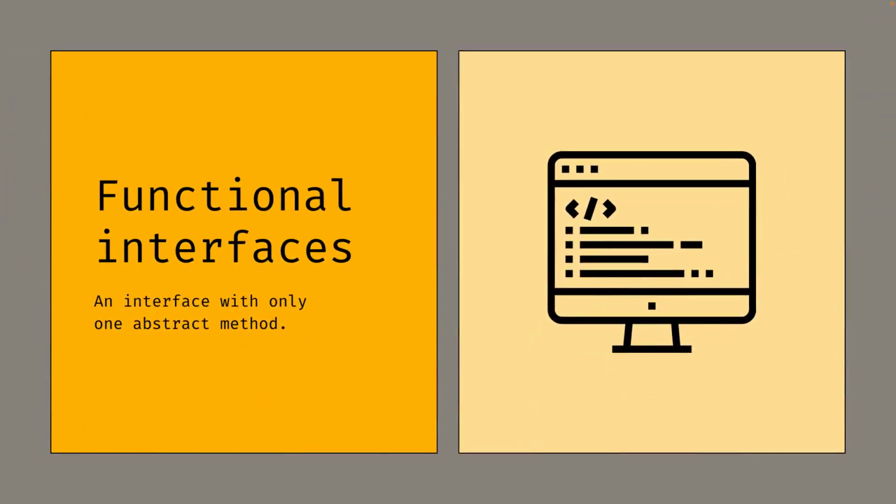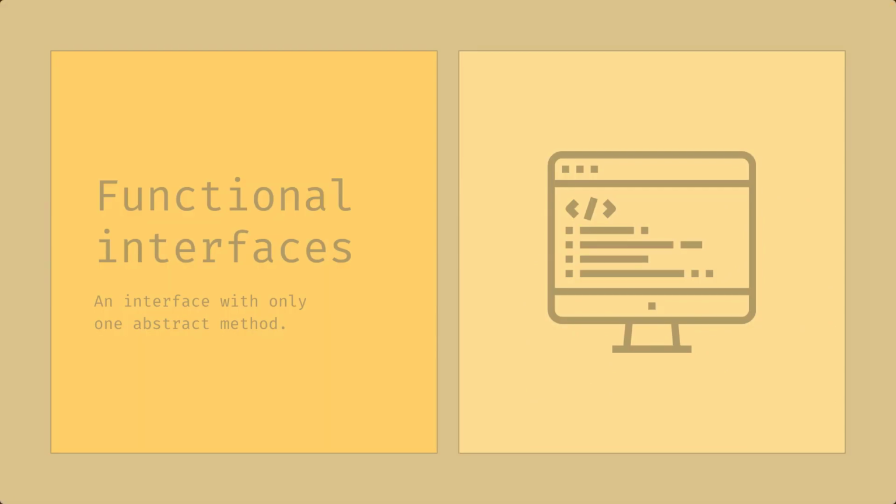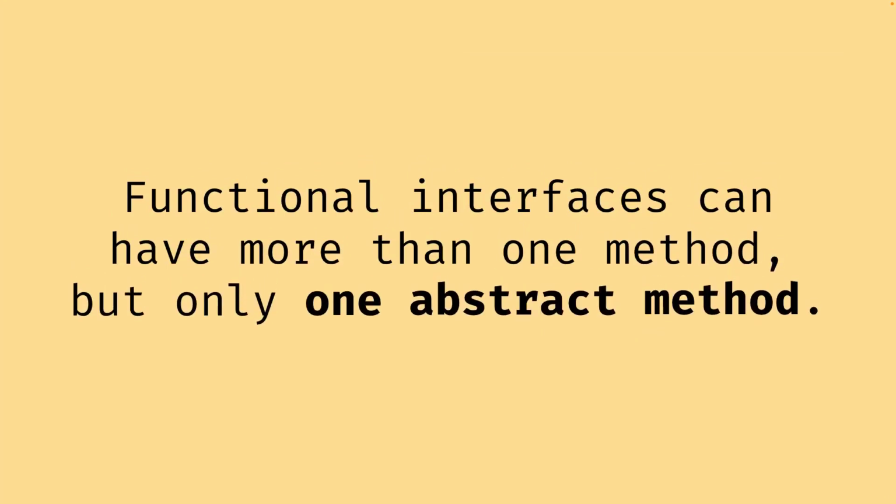Functional interfaces are special interfaces that only have one abstract method. And that means that they can have multiple methods as long as the other ones are non-abstract methods, such as default and static methods. But again, they can only have one abstract method. An abstract method is a method without a body.